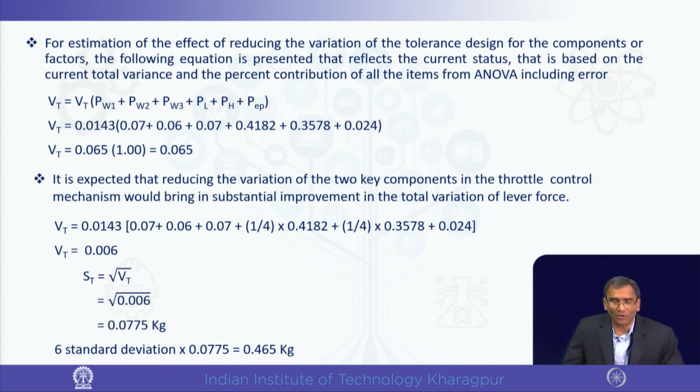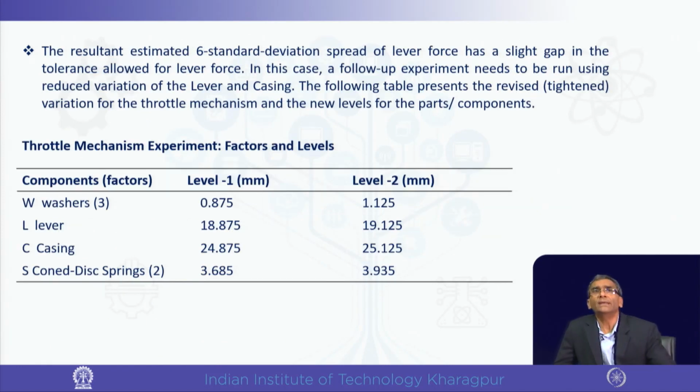Now, 6 standard deviation of that 0.0775 kg is 0.645 kg. Now, we will see if that works. So, here you see that the first and last were the same, but in the middle two, the lever and casing, we are reducing the range, which was 18.75 to 19.25. We are increasing the lower level and reducing the higher level. So, what we are doing, we are tightening it. Instead of 18.75, it becomes 18.875 and 19.25 becomes 19.125, same for the casing.